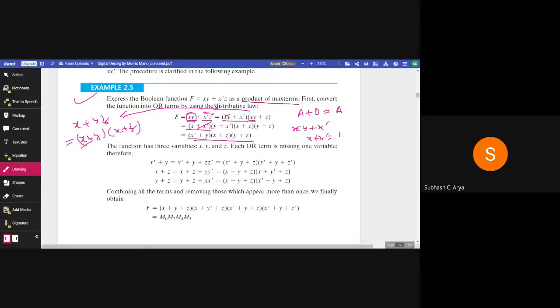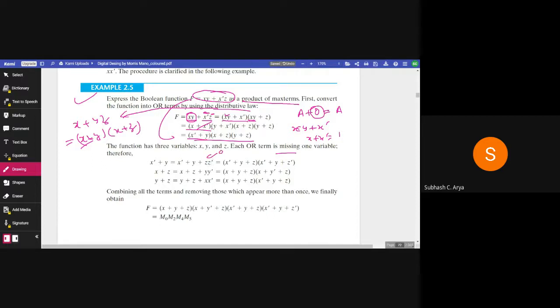First of all, we have to express this function as a product of max terms. After that, we can write the missing term. First, expand it in max term, meaning write in max term. After that, try to get the missing term. And missing term, as I told you, if you add a plus 0 it will be a, meaning we are not disturbing the logic. So how can we do this 0? Now 0 is represented as z times z bar.